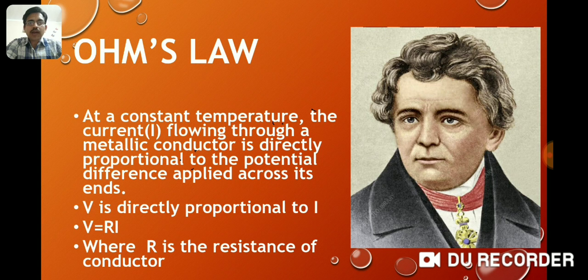Here, Ohm has used one symbol R, which stands for resistance of the conductor. Resistance is the property of a conductor due to which it opposes the flow of charges through it. The materials which offer less resistance in the path of flow of electrons are called conductors, while the materials that offer very high resistance in the path of flow of electrons are called insulators.